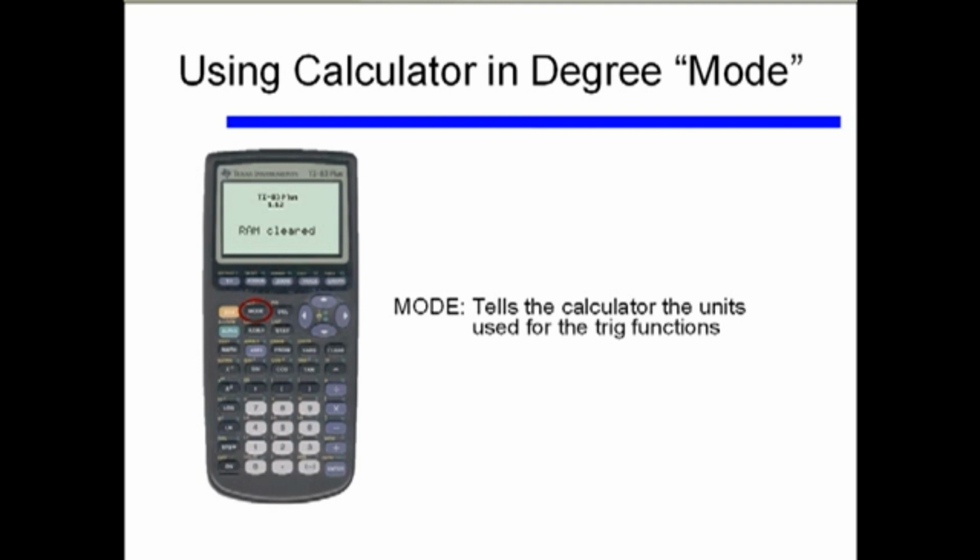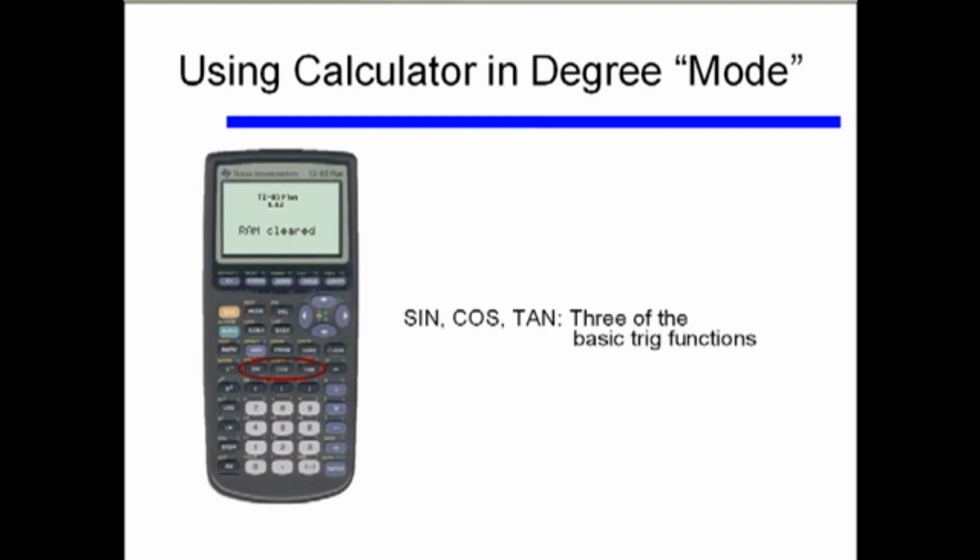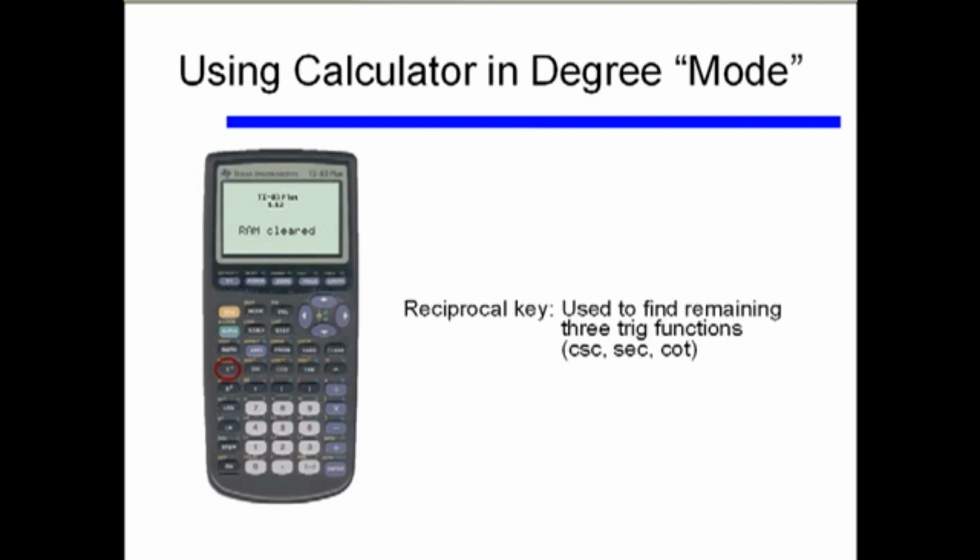So since we're talking about degree mode in this lecture, we need to always check to make sure our calculator is in degree mode and not radian mode. Don't worry if you don't know what radian mode is yet. We'll talk about radian measure later on in this course. The other buttons we need to look at are the sine, cosine, and tangent buttons. These are 3 out of our 6 basic trig functions. You don't see cosecant, secant, or cotangent on the calculator. To use those, we'll need to use the reciprocal key.